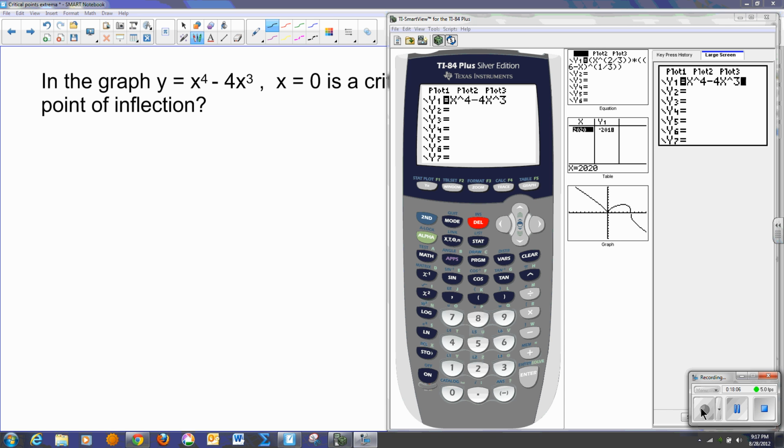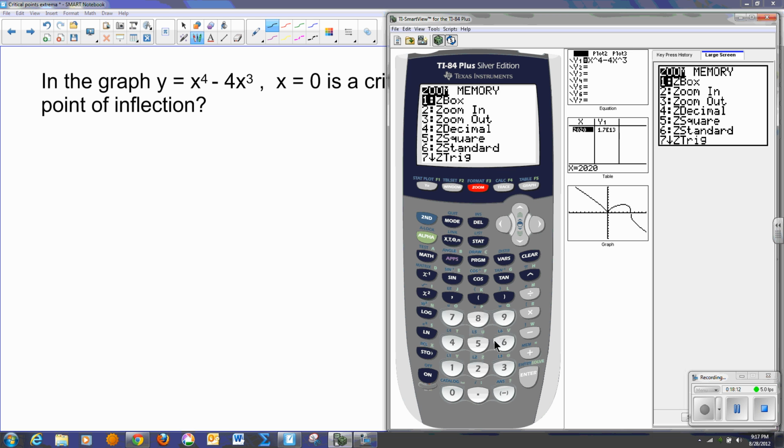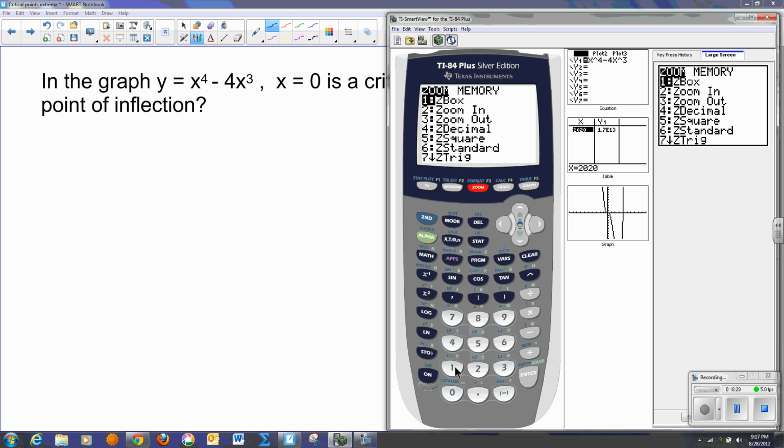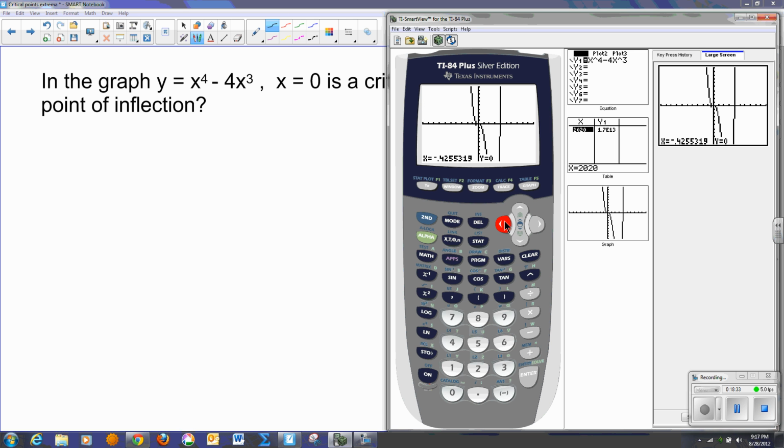So I've plugged it into my calculator. I'm going to zoom standard it. Here's my graph. And it looks like x equals 0 is a critical point. Let's zoom in on that and see what we think we've got. So we're going to zoom, and I'm going to box that once again. Make it a really small box and really zoom in on that point. So I'm going to hit enter. Drag that box over. Go down. And now I'm going to zoom in on the point 0 and see what I've got.